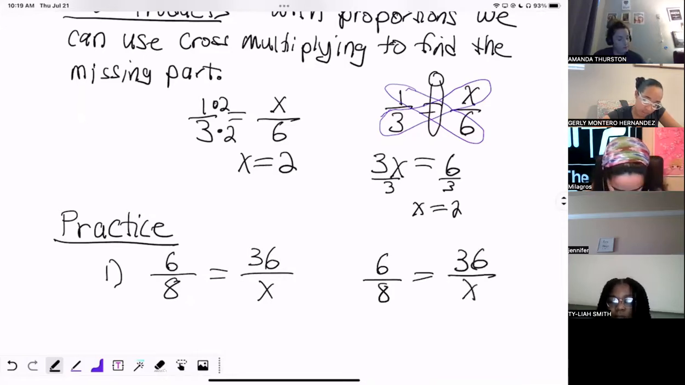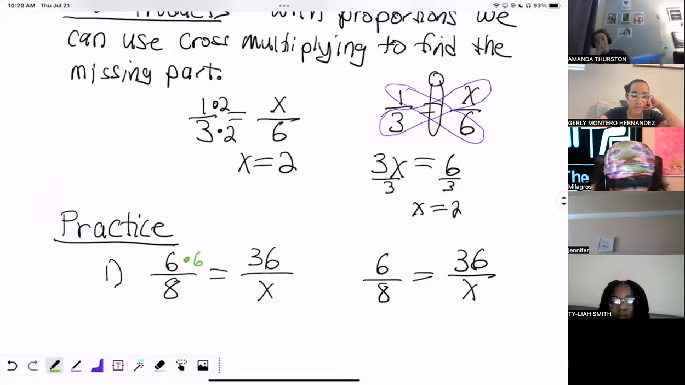The first way I see, and if you don't see it, it's not a big deal because we can cross multiply, but let me change my color. I can multiply this by 6, and 6 times 6 is 36, which means I can multiply this by 6. That means x had to be 8 times 6, x had to be 48.